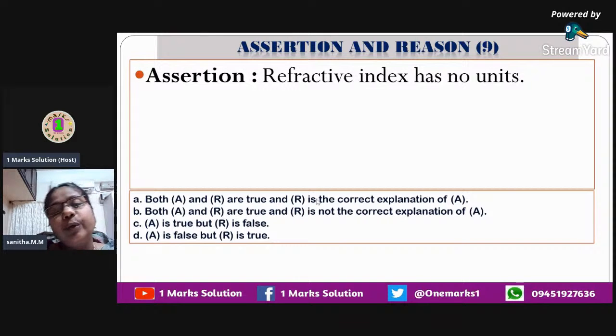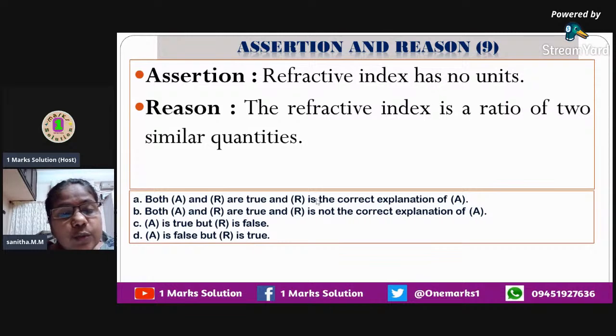Refractive index has no unit. What is actually refractive index? It is sin i by sin r. What is sin i? The sine of the angle of incidence divided by the sine of the angle of refraction. And sin i by sin r is a constant. That ratio we call the refractive index. So if there is a ratio, there won't be any unit. So the assertion is absolutely correct.